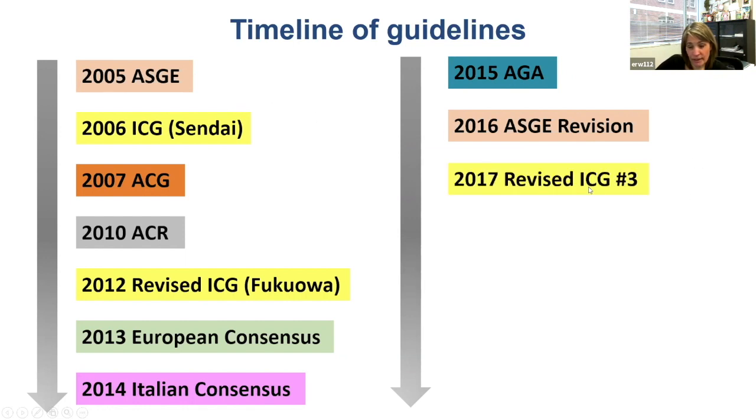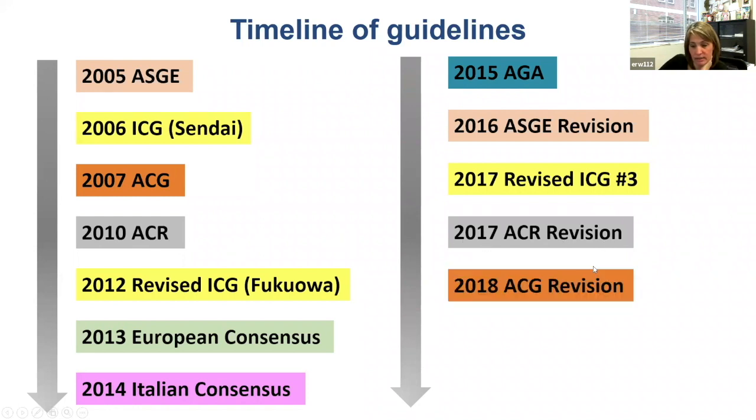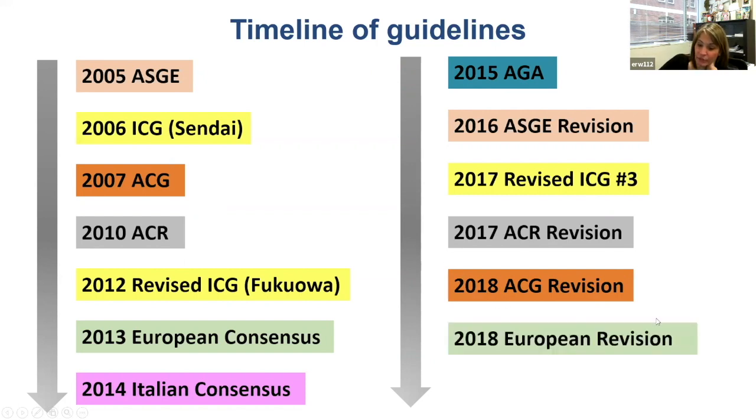The revised ICG, which now is the third rendition, was held back in Sendai. It's a little confusing. These are often called the modified Fukuoka or the Sendai guidelines. I think calling them just the 2017 ICG guidelines is perhaps the most useful. The 2017 ACR revision, this was a white paper revision, occurred in 2017. 2018, there was a revision of the ACG guideline, European revision after a period of about 5 years, and then the World GI Organization in 2019.